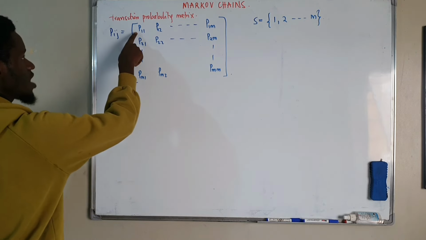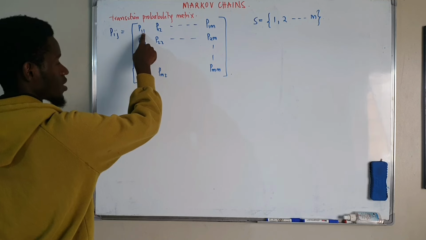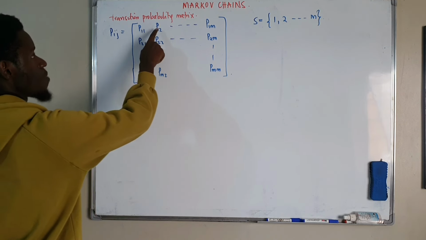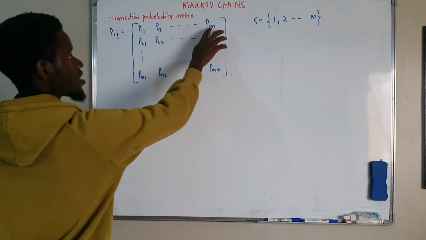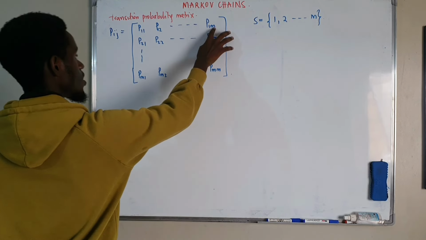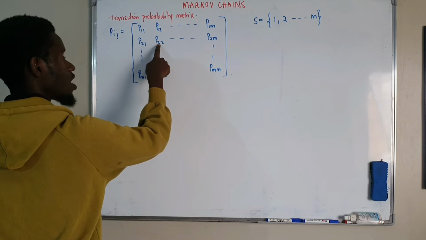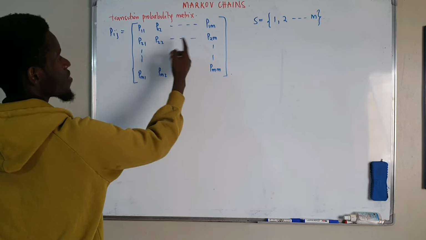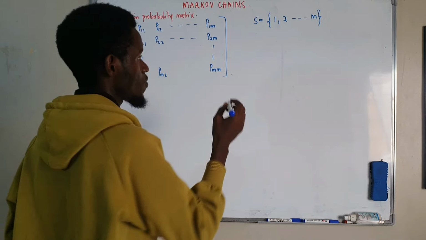The matrix shows that the first entry is the probability of transitioning from state 1 back to state 1. This next one is for transitioning from state 1 to state 2, and so on up to state m, then transitioning from state 2 to state 1, state 2 to state 2, as we see here.